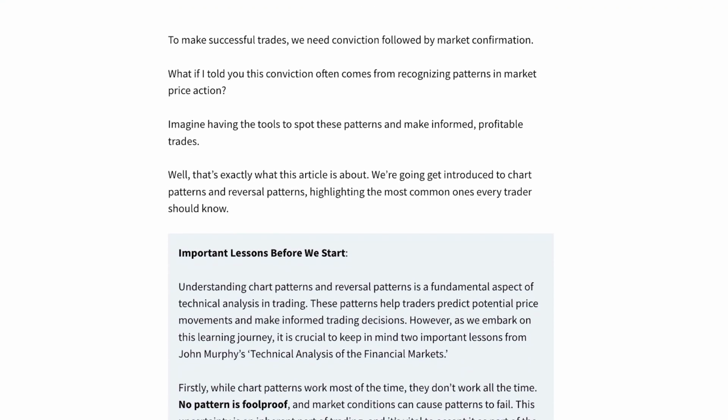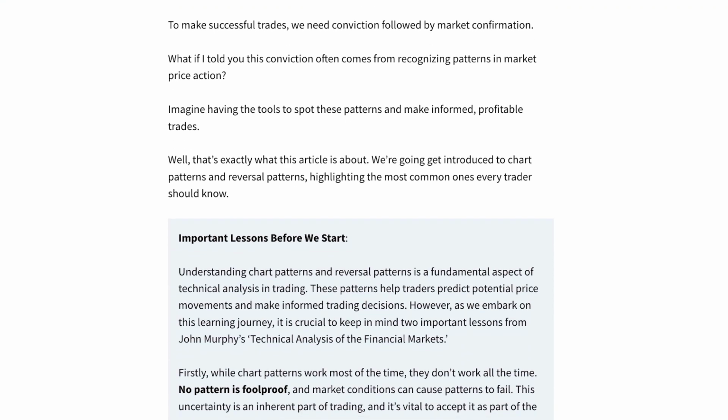Basically, when it comes to chart patterns, we're beginners and we're looking at this section of technical analysis now. If we think about how you make successful trades, well, you need conviction in what you're doing, followed by some sort of market confirmation. So what if I told you that this conviction often comes from recognizing patterns in market price action, in what's going on with the stock chart?